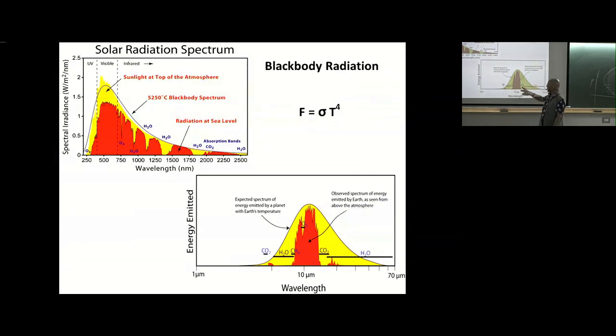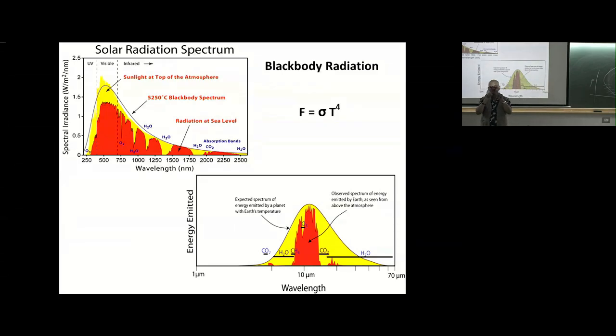NASA has to worry about this kind of detail a lot, because if you are sending a satellite up above the atmosphere to look at the surface, and the energy coming from the surface is blocked by some greenhouse gas, let's say you're trying to measure ocean chlorophyll or surface temperature, then you cannot look at it. So they look at these so-called windows of opportunity where energy can escape all the way to the sky from the surface. That's where they make the measurements.